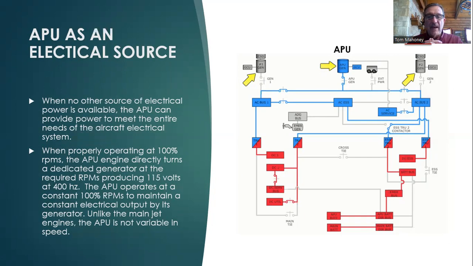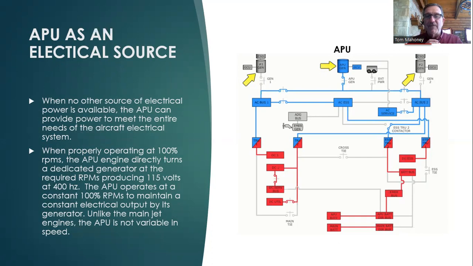When properly operating at 100% RPMs, the APU engine directly turns a dedicated generator at the required RPMs, producing 115 volts, 400 cycles. The APU operates at a constant 100% RPMs to maintain a constant electrical output by the generator. Unlike the main jet engines, the APU is not variable in speed.